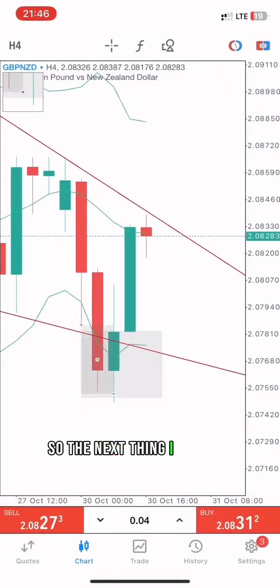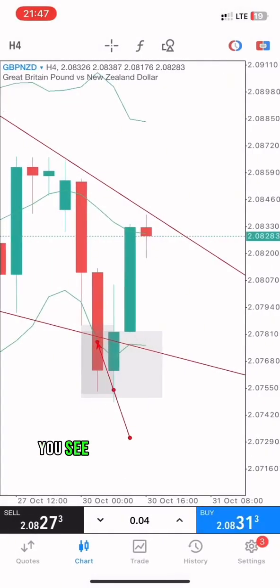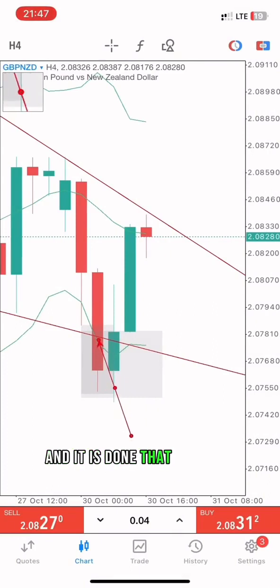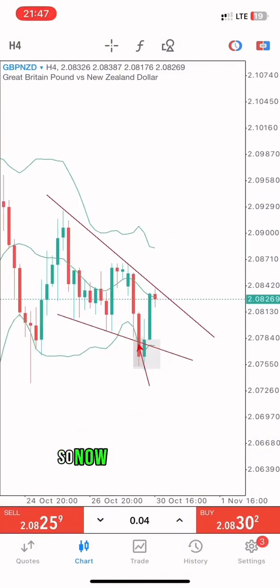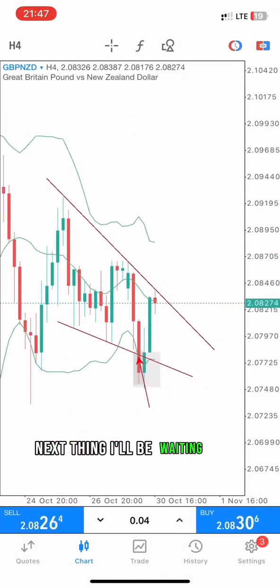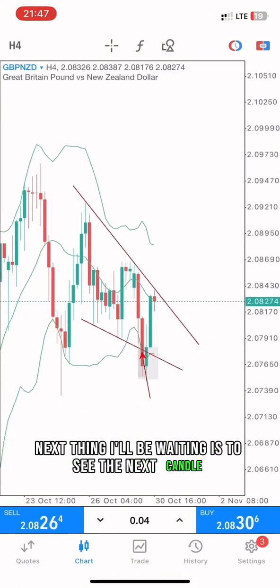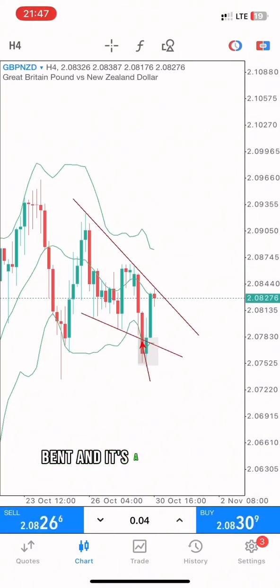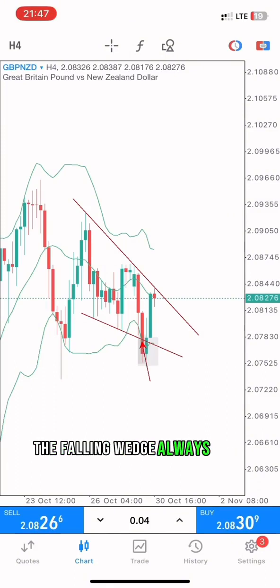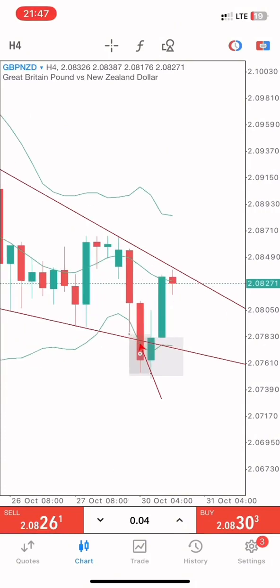So the next thing I know is to analyze if there's going to be a fake out or not. A fake out, you see it after it breaks the trend line, and it has done that in the H4, and the price usually respects the higher time frames. So now that it has broken, the next thing I'll be waiting for is to see the next candle, and I'm sure it will be a retest because the previous candle had touched the Bollinger Band, and it's a falling wedge, and the falling wedge always goes bullish when it completes, taking out the stop losses of the early buyers. It always goes bullish in most cases.